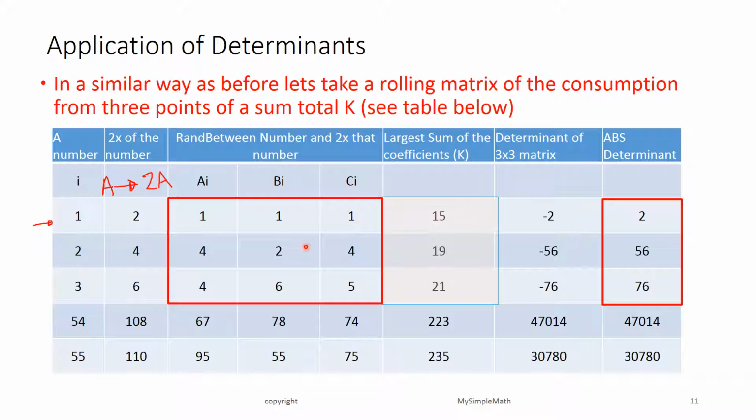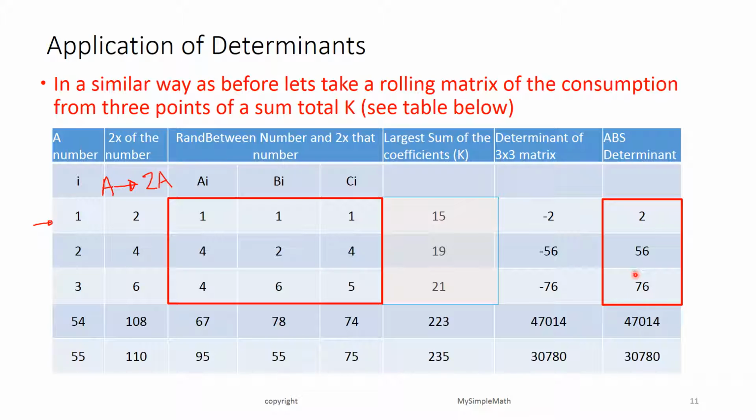Once we have these largest sum of the coefficients, then I took the determinant of this matrix. The determinant of this entire matrix came out to be -2. The determinant of the next matrix, 2, 3, and 4, came out to be -56. And the determinants of the next matrix on days 3, 4, and 5 came out to -76. Took the absolute value of those determinants. And let me show you in the next slide.